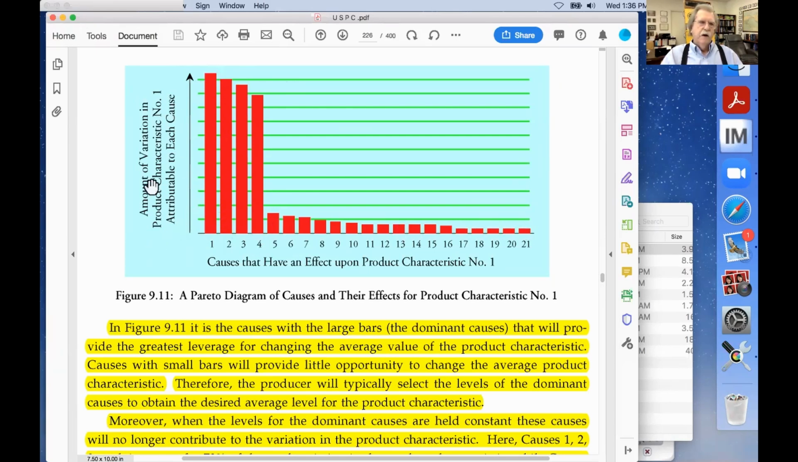So the length of the bar here is the amount of variation in product characteristic number one attributable to each cause. So the causes with large bars are the dominant causes. They will provide the greatest leverage for changing the average value. Causes with small bars provide little opportunity to change the process average. So the producer will typically select the levels of the dominant factors to obtain the desired average level for the product characteristic.